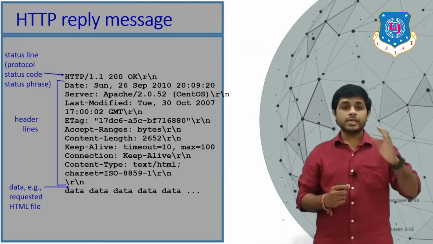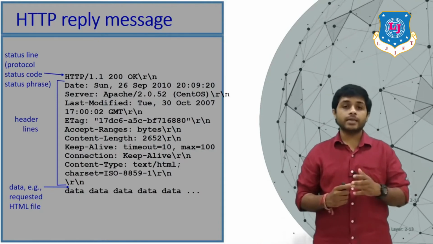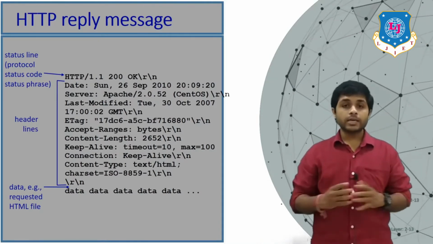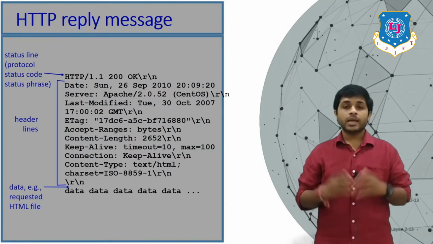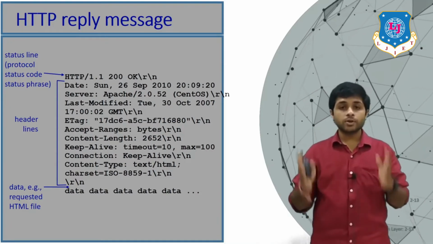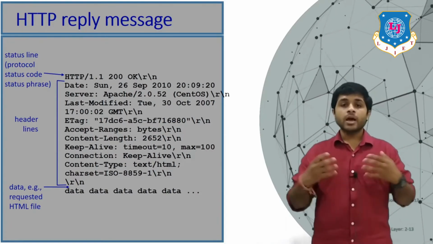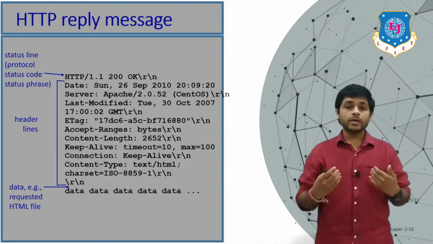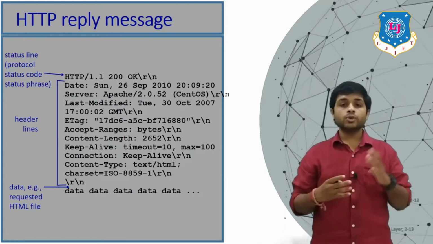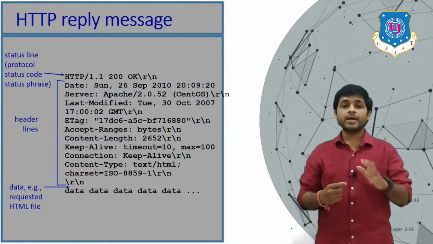All these things can be seen here. And after the status and the header lines, there is the data, in which the raw data of the website is there. And when your browser receives this raw data, your browser knows how to convert this raw data into graphical form so you can see the website in a very efficient way.